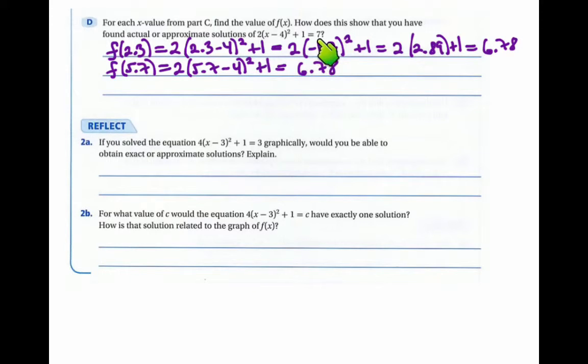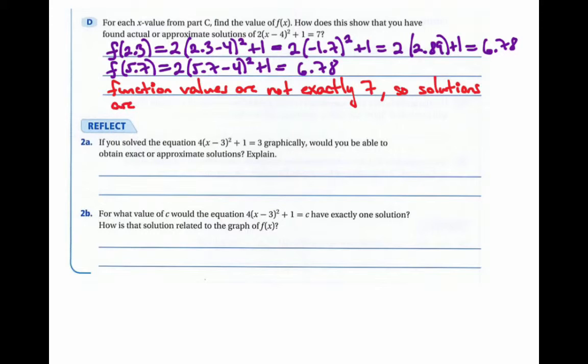Are these equal to 7? Not quite. So we're reasonable, but these are not the actual values of x. So for that reason, our function values are not exact. Our solutions are approximations. They're approximate.